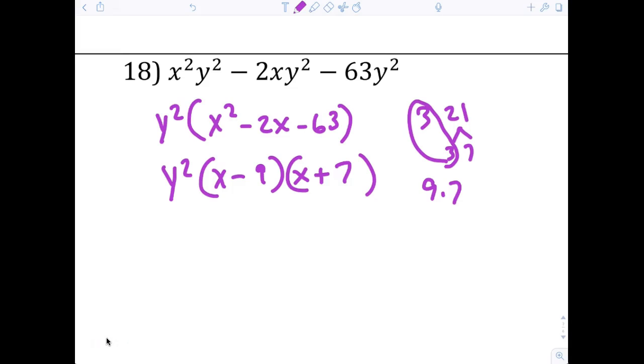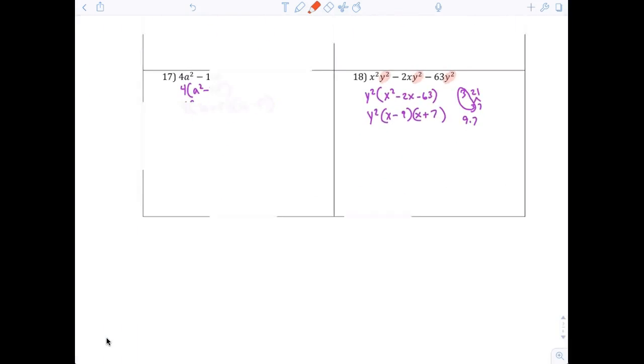No. Because it's a GCF. Listen to me now. Do you hear me? It's a GCF. There's a y squared, a y squared, a y squared. You have to pull it out. You good? All right, every time, GCF. Okay.